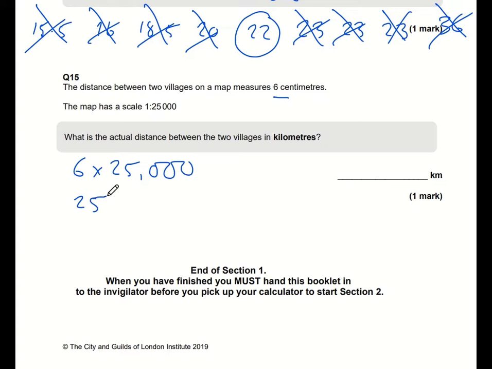Well, first of all, what is 25 times 6? 5 6s are 30, 0 carry 3, 2 6s are 12, plus 3 is 150. So 6 times 25,000 is 150,000.